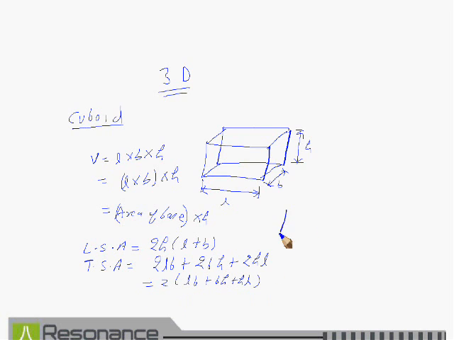We can find the diagonal of a cuboid. Let's say this point is A and this point is B. Now when we join these two points by a straight line, this is called the diagonal of a cuboid, and it is defined as under root of L square plus B square plus H square.